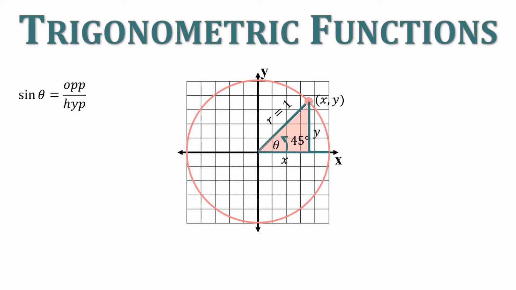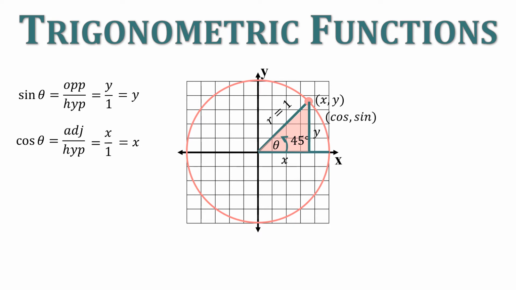We know that sine is the opposite over hypotenuse. And in this case, opposite of theta is y, and our hypotenuse is 1. Therefore, sine is y. Cosine is adjacent over hypotenuse. So that's x over 1 because our hypotenuse is still 1, because our radius has not changed. Therefore, cosine is simply x.